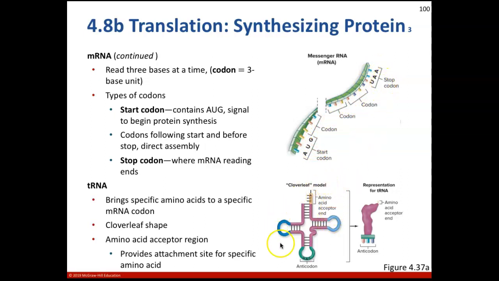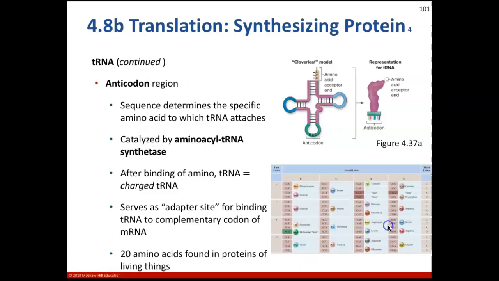And down here we have our tRNA. This is going to bring the specific amino acid to that specific mRNA codon. It has this clover leaf shape to it. So while this looks a little bit complex, most texts and animations will have this T-shaped blob representing your tRNA. And this is going to plop down into the ribosome in order to attach the specific amino acid.